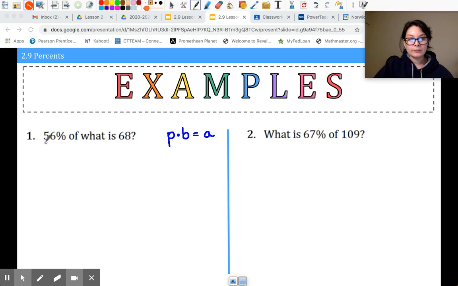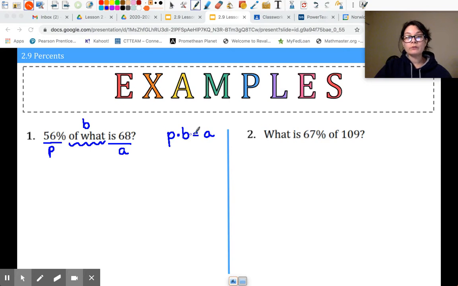So 56%, this is my percent. I know that value. Of what? That's the part that I'm looking for. And remember, this word "of" is my base. So I don't know my base here. This is going to be my variable in this particular question. "Is 68," that keyword "is" tells me that my part is 68.